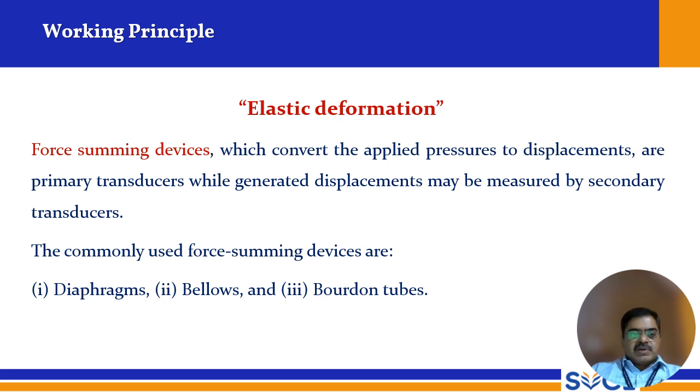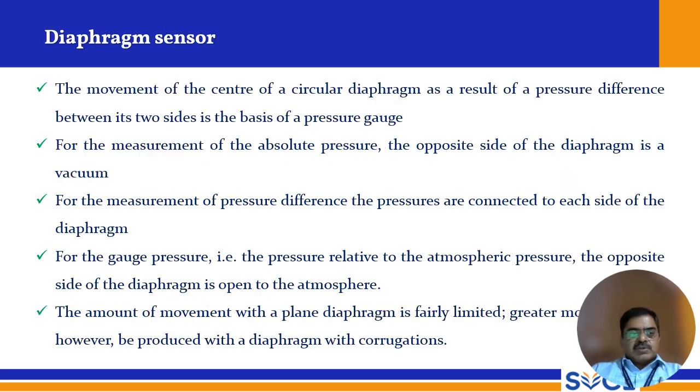The working principle here is elastic deformation only. Force summing devices convert the applied pressure to displacements, and act as primary transducers, while the generated displacements may be measured by secondary transducers. The commonly used force summing devices are diaphragms, bellows, and Bourdon tubes. We can retrofit devices like LVDT with diaphragms and bellows. Strain gauges also can be retrofitted with these to measure pressure.